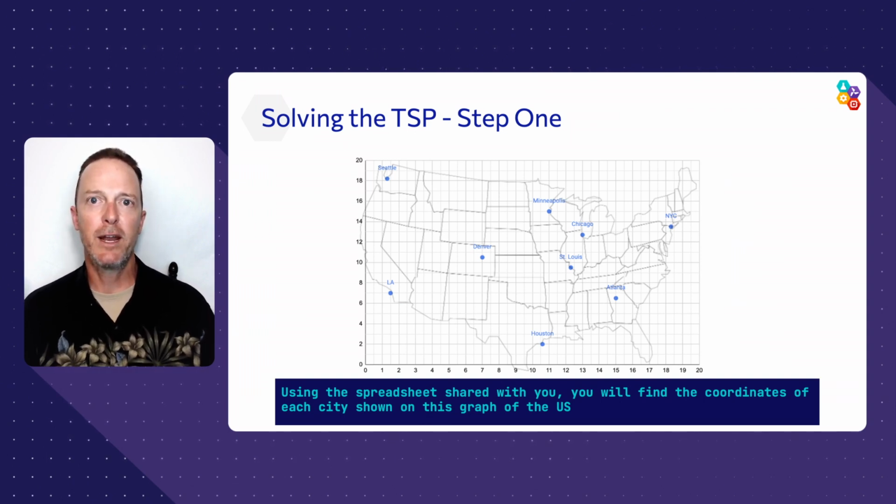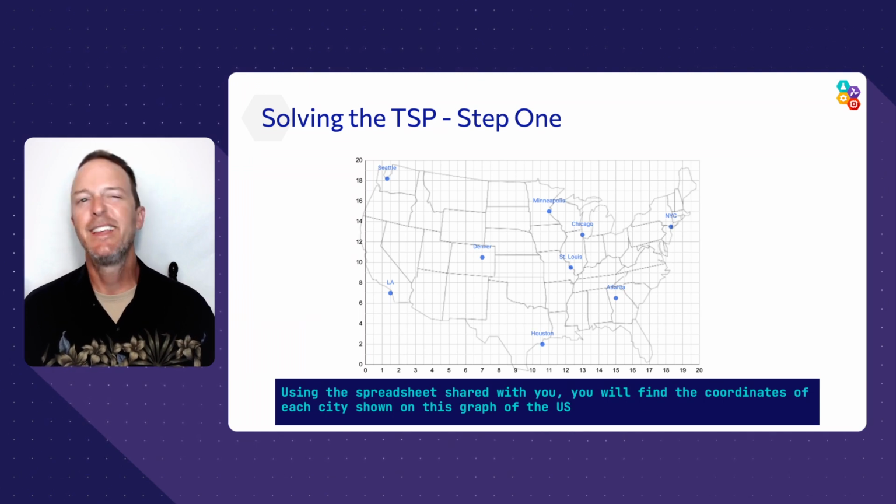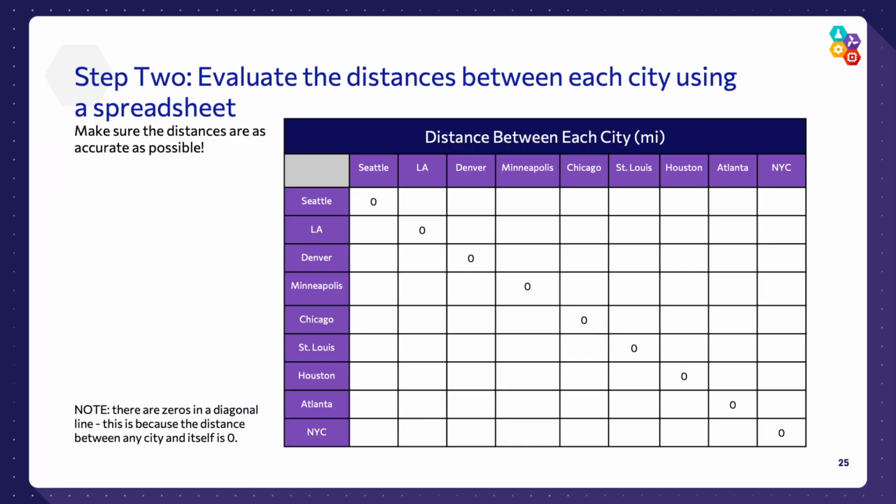Using the spreadsheet we've created for you, you will look at the map and type in the X and Y coordinates for each of them. As you enter the coordinates, the spreadsheet will automatically calculate distances between the cities and will put a value for the total distance of the path. It'll help you save some time. As you input those distances, the total distance between the cities will be calculated in this matrix table below.